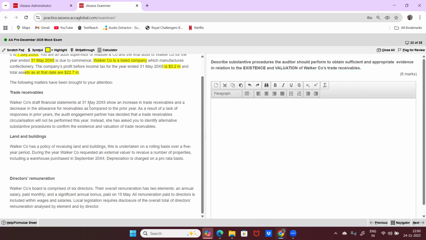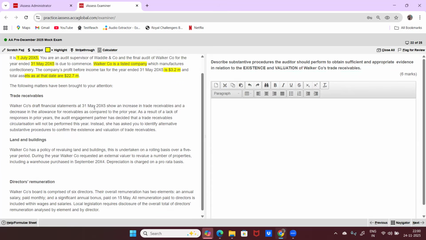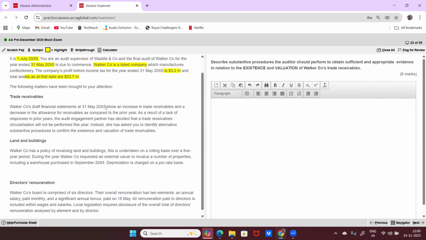The following matters have been brought to your attention. Let's first read this, and then I will show you my substantive procedures for the same. Walker Company's draft financial statements as at 31st May 2005 show an increase in trade receivables. So first thing is that there is an increase in trade receivables. Let me highlight it for you. And a decrease in allowance for the receivables as compared to prior year.